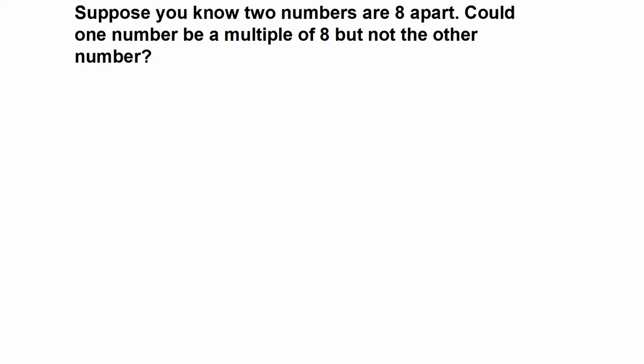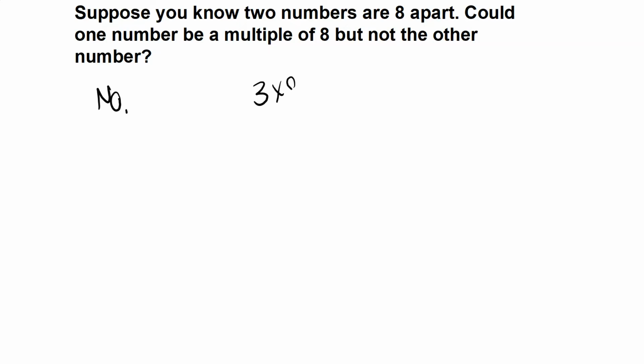Suppose you know two numbers are 8 apart. Could one number be a multiple of 8, but not the other number? Well, the answer again is no. If two numbers are 8 apart, and the first number is a multiple of 8, then the second one is also going to be a multiple of 8. Let's look at a couple of examples. It'll probably make it more obvious.